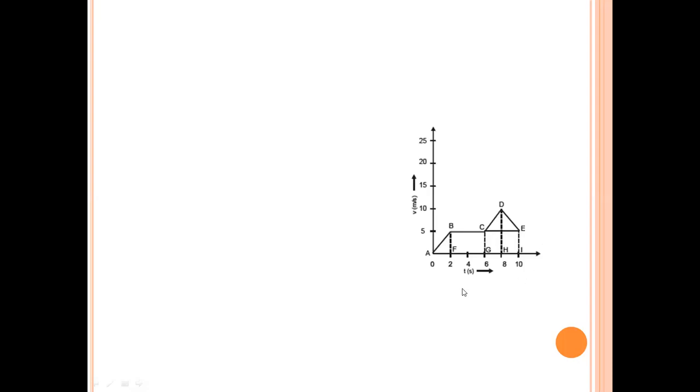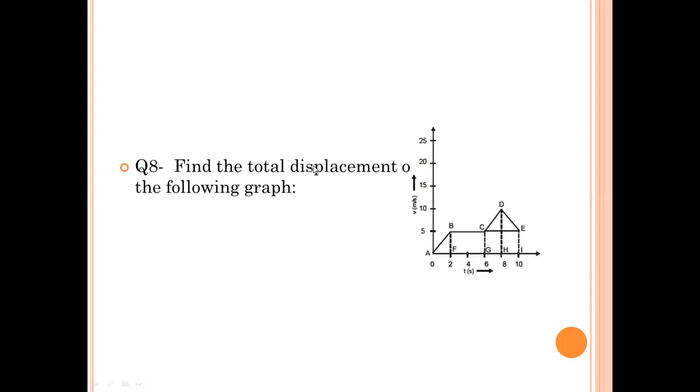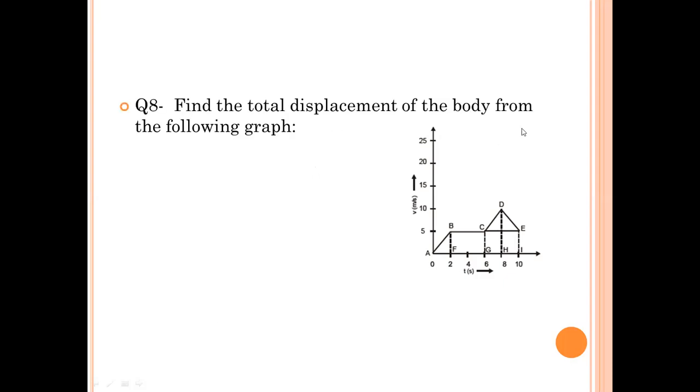This is a graph. Now this question, you have seen this graph. Lots of figure. There is a triangle, then rectangle, then again triangle, and two triangles, and again one there is a rectangle. Question is find the total displacement of the body from the following graph. Displacement होता है area covered by the path, area covered by the graph.